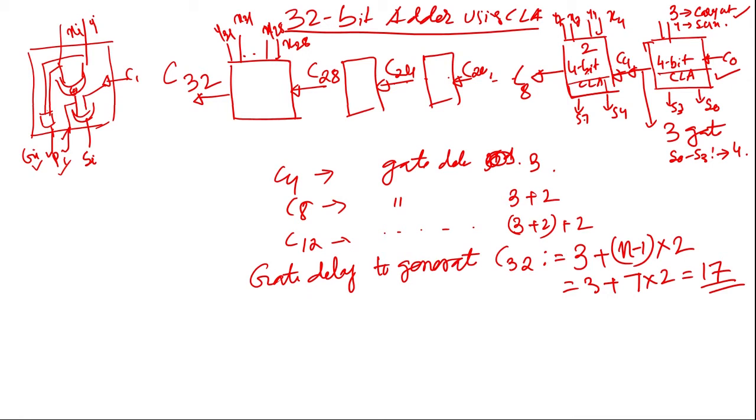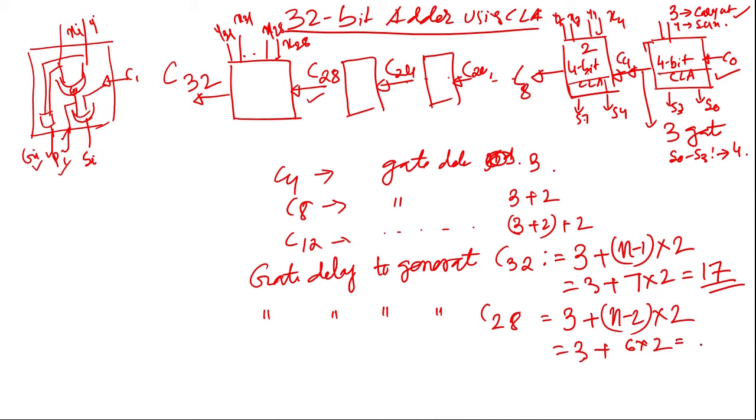So, what will be the sum? How will we analyze? What will be the gate delay to generate C28? Gate delay to generate C28 will be 3 plus n minus 2 into 2. So, it will be 3 plus, n minus 2 means 6, into 2. Okay. So, that is the gate delay 3 plus 6. So, it will be 15 gate delay.